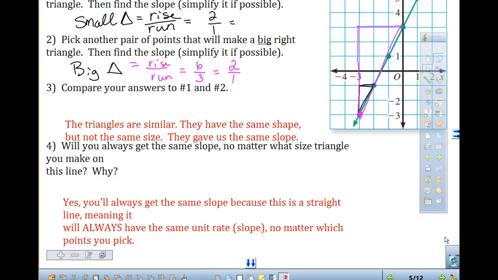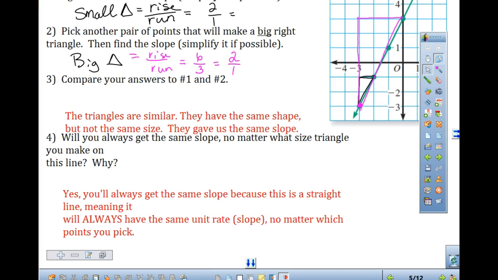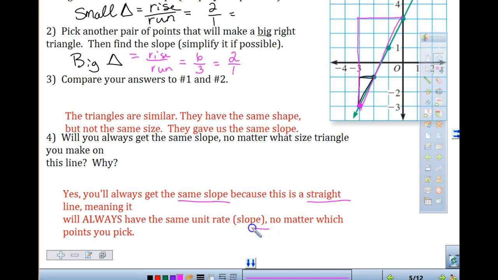And here's what I want you to write down. On this line, yes, you will always get the same slope, copying this down, because it is a straight line. You will always get the same slope because it is a straight line, meaning you have the same unit rate. I will wait a few minutes for you to copy this down.